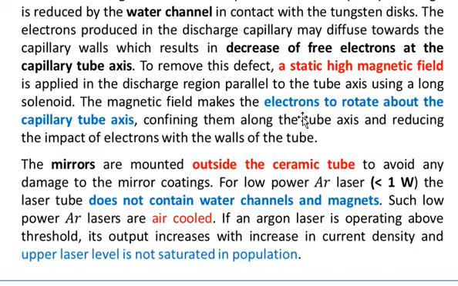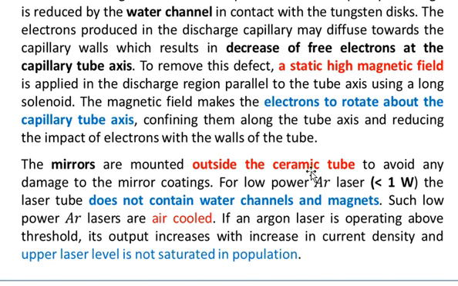So the magnetic field makes the electrons rotate about the capillary tube axis. That is, the electrons spiral around the axis, or the center, of the capillary tube, confining them along the tube axis and reducing the impact of electrons with the walls of the tube.